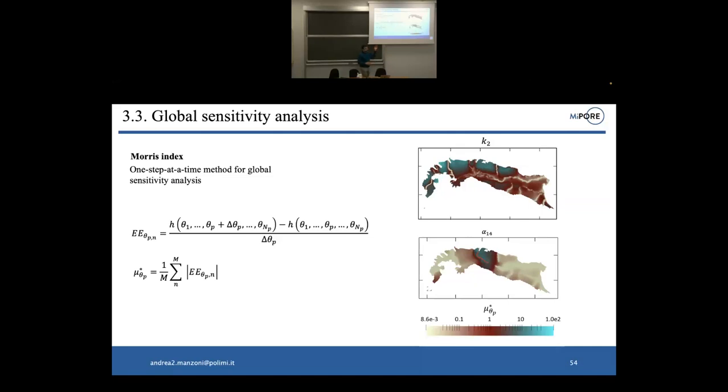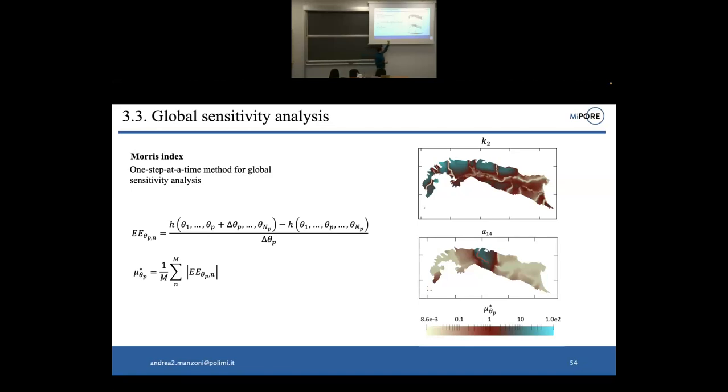After we perform the calibration with this novel technique, the last part of the methodology that we present here is to perform an informed global sensitivity analysis. We have performed a global sensitivity analysis employing the Morris indexes. This sensitivity analysis allowed us to estimate how varying the parameters around the optimal value that we have obtained will affect the output. And here you can see two different examples.